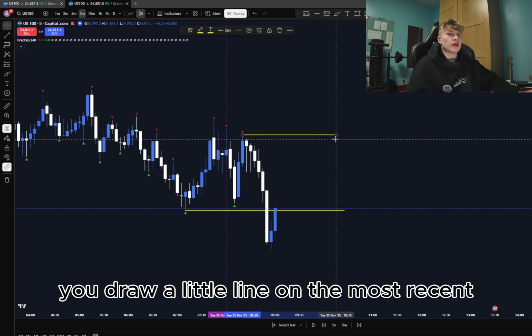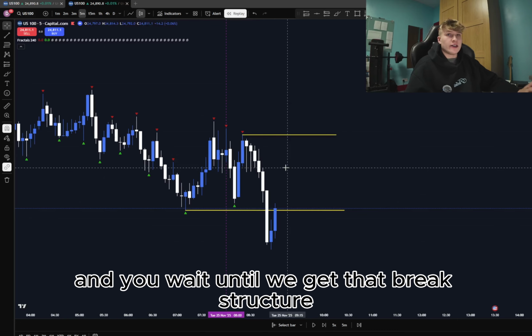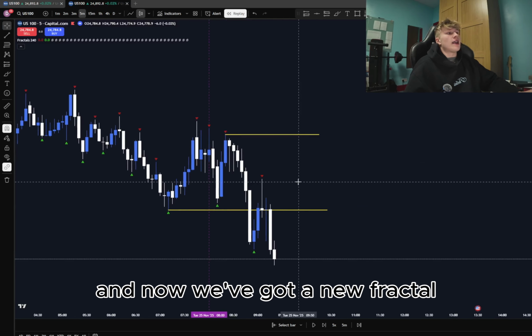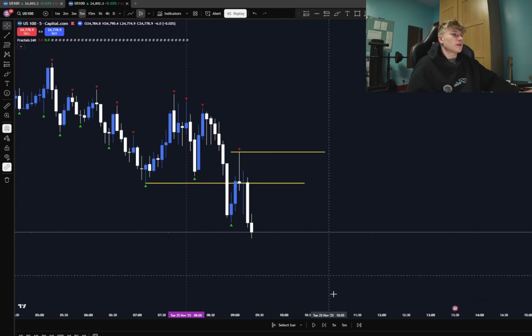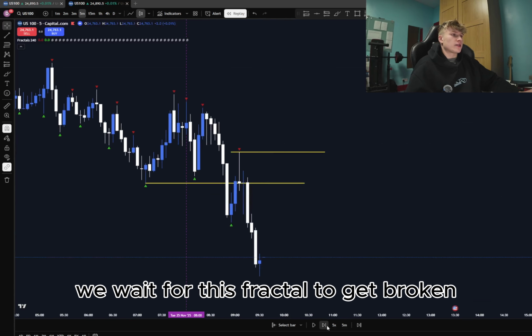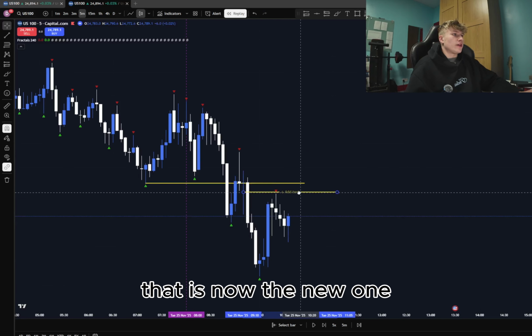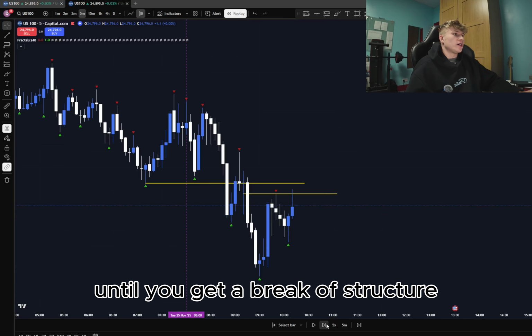So all you do is you draw a little line on the most recent one, and maybe you set an alert on it if you can't be on your phone the whole time, and you wait until we get that break of structure. So I'm going to play price all the way through, and now we've got a new fractal. So we move it down to here. We're waiting for the new fractal, and we do the exact same thing. We wait for this fractal to get broken. If we get a new one, which we get right here, that is now the new one, and we're waiting for that to get broken. And you continue doing this until you get a break of structure.